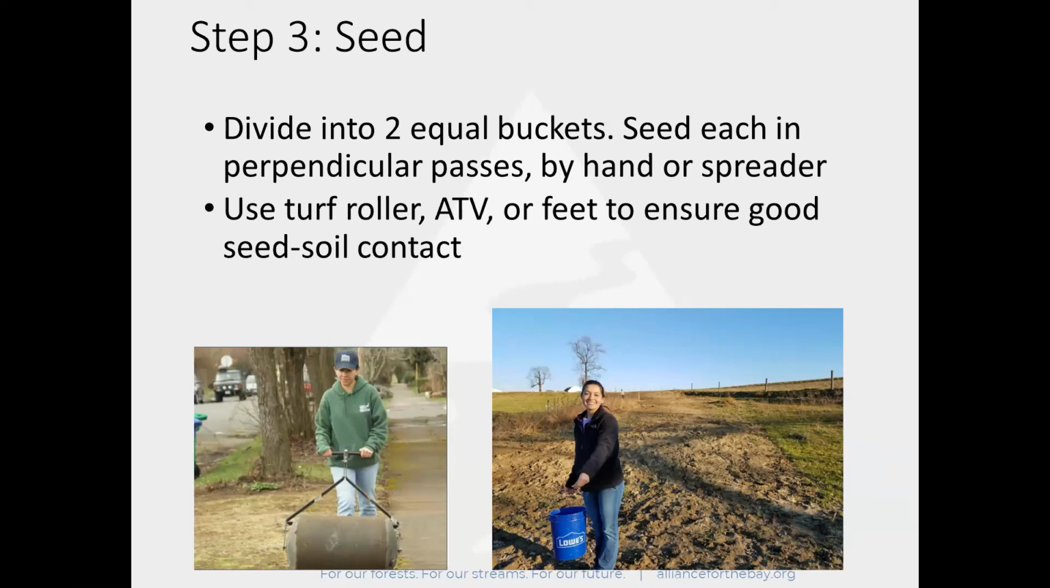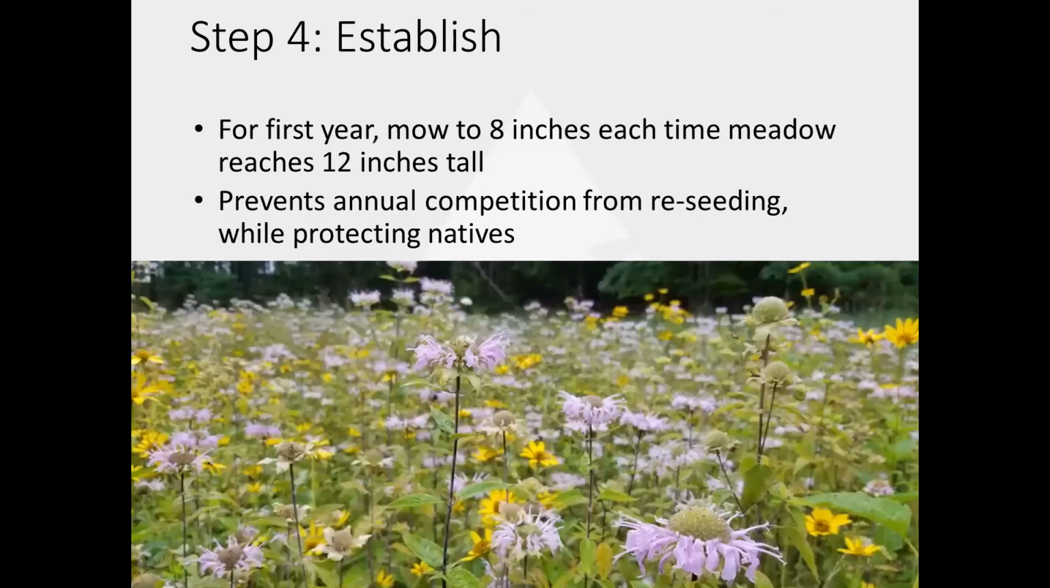Obviously, if you have access to a turf roller, that's a great way to make sure you have good soil to seed contact. But if you don't, you could just drive a 4-wheeler over it or a truck, or just walk over it a bunch of times, have a bunch of kids line up and have them walk back and forth over it. Whatever you do, you're going to be squishing the seed into the soil a little bit, and just that tiny little bit of contact is enough for these plants to be able to germinate well.